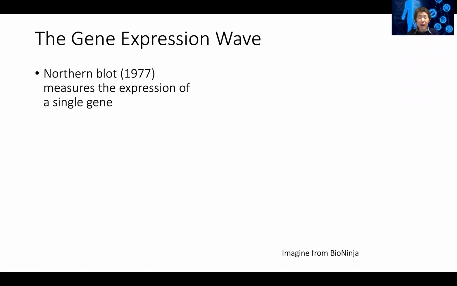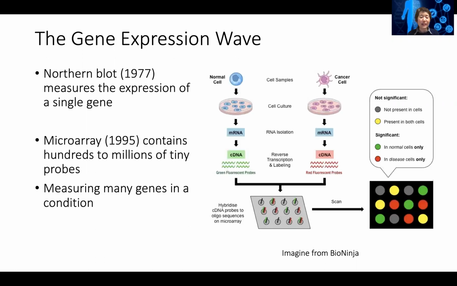The second wave of bioinformatics is the gene expression wave. In 1977, a technique called northern blot was invented in order to measure the expression of a single gene in a cell condition. This is an experiment that also took a lot of effort to do. In 1995, new technology was developed at Stanford, which used microarrays to measure hundreds or thousands of genes at a time.